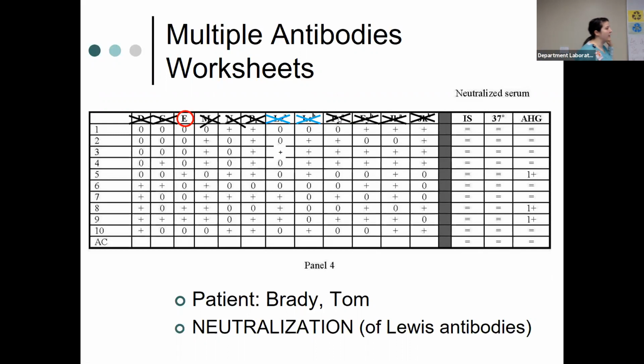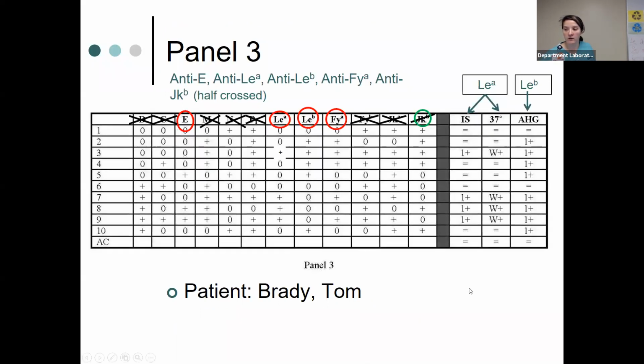I want you guys to understand our patient has three antibodies: anti-Lewis A, anti-Lewis B, and anti-E, big E. The only way you would know he had three antibodies is after neutralization, you identify E, and then you go back and match all of your reactions up. So you don't just have one Lewis reacting, you actually have both Lewis A and Lewis B reacting. You have to use your original reactions and your neutralization reactions.